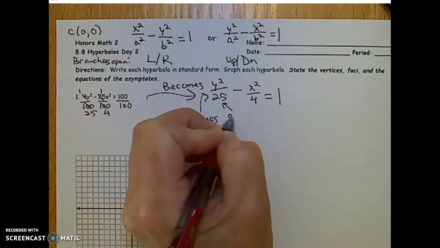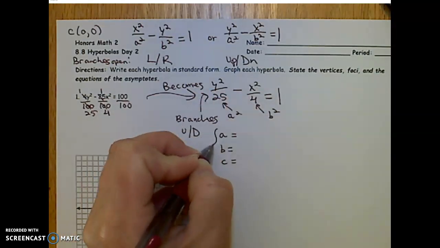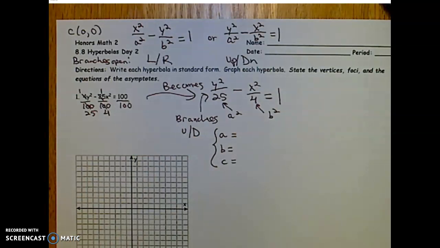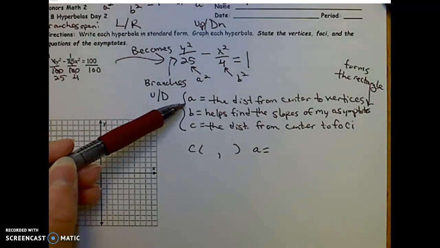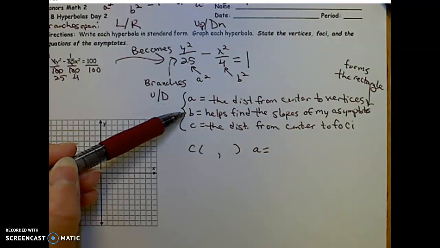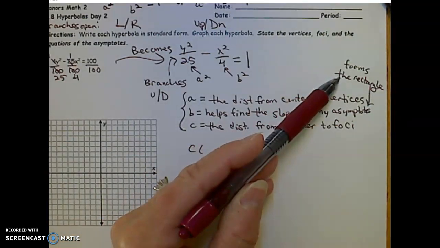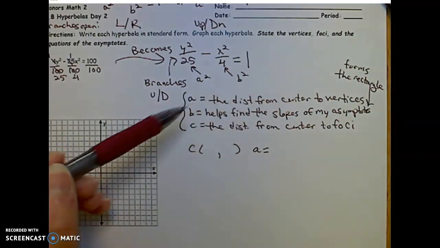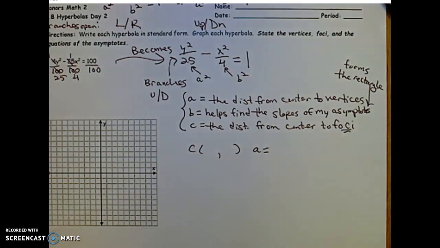This is always my a squared, that first denominator. This is always my b squared. I'm going to jot down, and you can as well, what a, b, and c represent in a hyperbola. Okay, for your reference, in a hyperbola, a is always the distance from the center to the vertices. B helps us to find the slopes of our asymptotes that the branches will follow. Also helps us to form that imaginary rectangle in the middle of our hyperbola. We'll see that a lot today. And C, just like an ellipse, is the distance from the center to foci. Foci has a C in it. It's always the distance C.